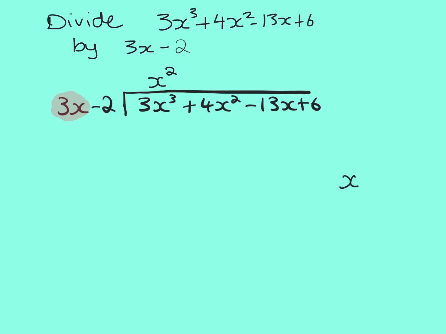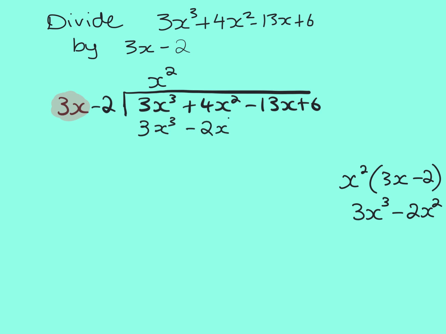Take it out to one side, x squared times my divisor, 3x minus 2. That's going to give me 3x cubed minus 2x squared. Write that underneath, 3x cubed minus 2x squared. Draw your line underneath, change your signs. This becomes plus. These cancel, as we can see, and what I see is 4x squared plus 2x squared gives me 6x squared. Bring down my next term, minus 13x. Start the process all over again.